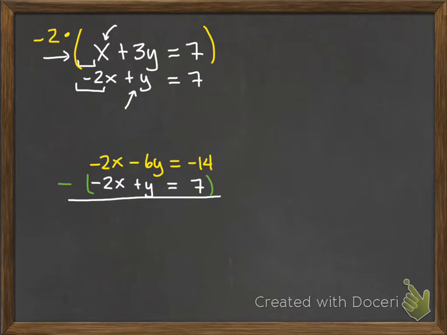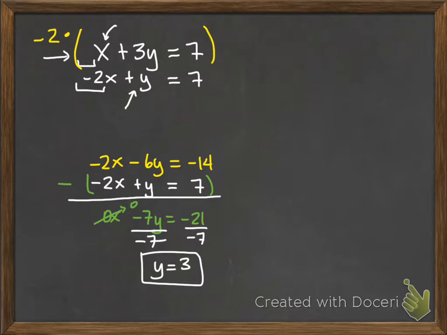So this is negative 2x minus a minus 2. Well, minus a minus is just a plus. So negative 2x plus 2x, that's 0x. And we have negative 6y minus y, that's minus 7y, equals negative 14 minus 7, that's negative 21. Okay, 0 times anything is just a 0, so that goes away. Now we have negative 7y equals negative 21. Let's divide both sides by negative 7. And we get y equals positive 3.